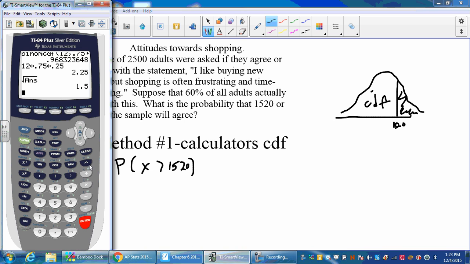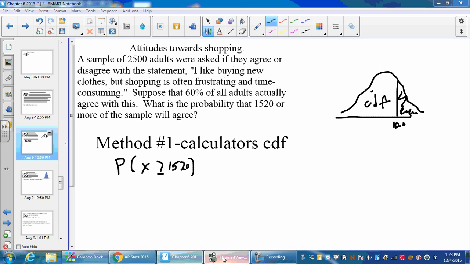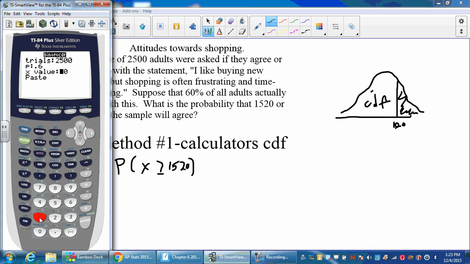So the quick way on our calculator is to do Binomial CDF, which goes for, there's 2,500 people. The probability of success is 0.6. And let's see, now this is greater than, or actually 1,520 or more. So we should put an equals in there. So our x value is 1519.